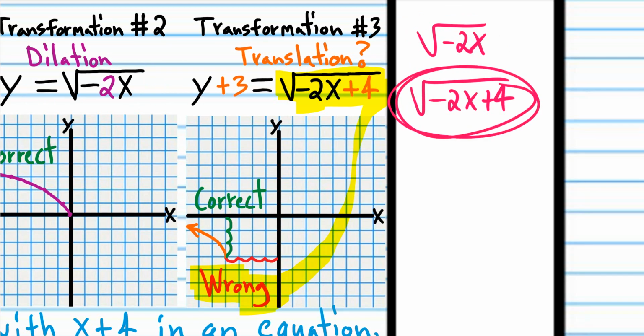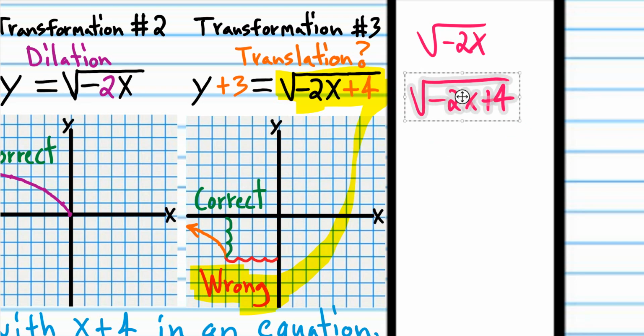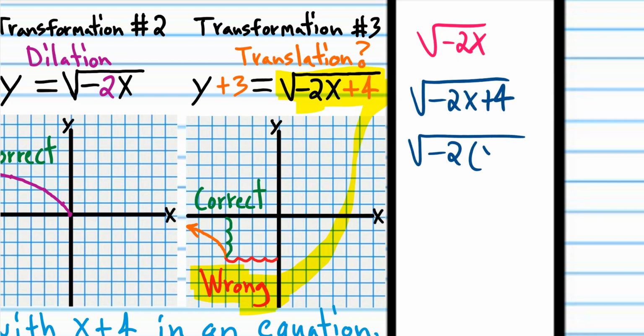So what I'm going to do is I'm going to take this equation here, I'll make it blue, and I'm just going to change the form of that blue equation. I'm going to factor out a negative 2.